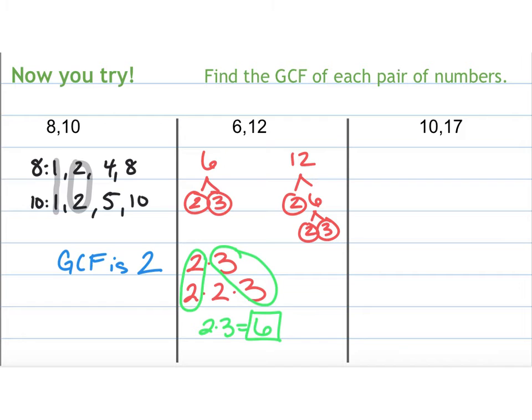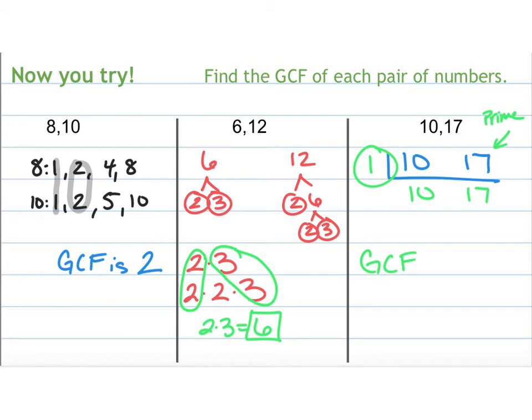Last one, we have 10 and 17. I'll try the cake method here. 10 and 17. What I notice is that 17 is prime. Therefore, I know that its only factors are 1 and itself. So this means that they can only share a factor of 1. 1 goes into both 10 and 17. So 1 is the greatest common factor. Sometimes that's the case, and that's especially the case when one of the numbers is prime.